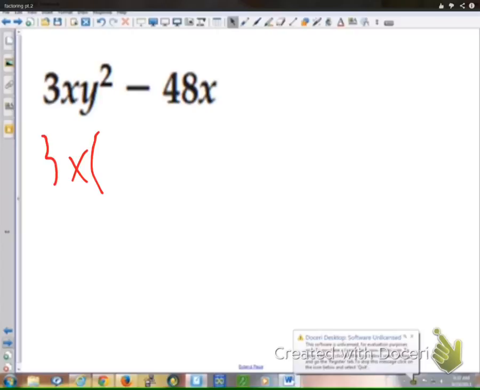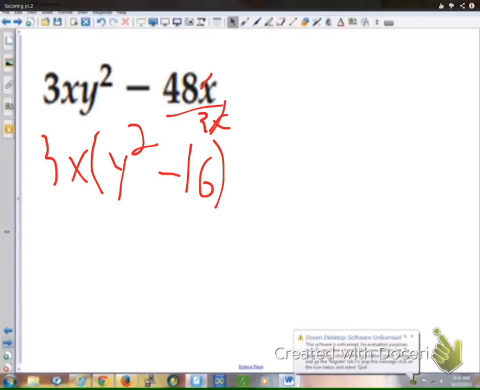If I divide 3x and 3x by both pieces, what do I have left? y squared. If I divide the second one by 3x, x's cancel. What's 48 divided by 3? 16. Very good. 16. So, step 1, done. Step 2, is this a quadratic? No, there's not 3 terms.